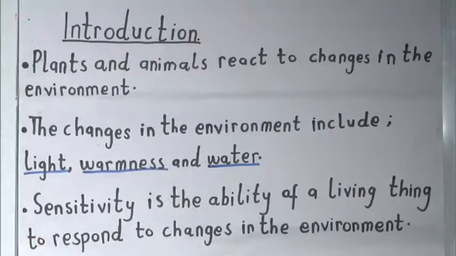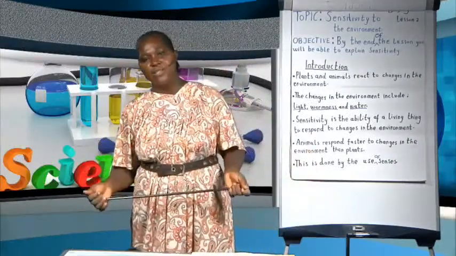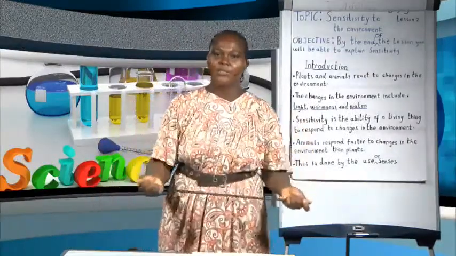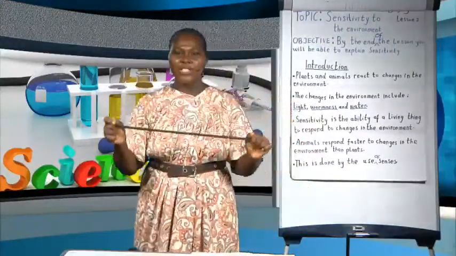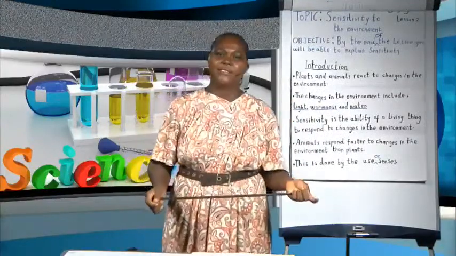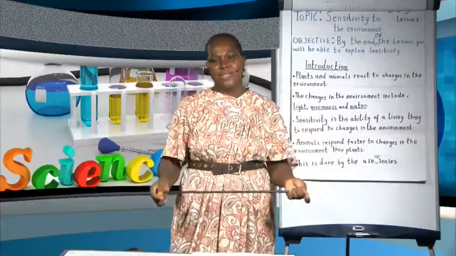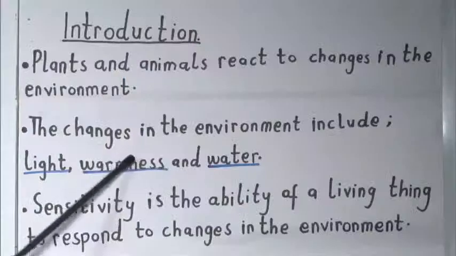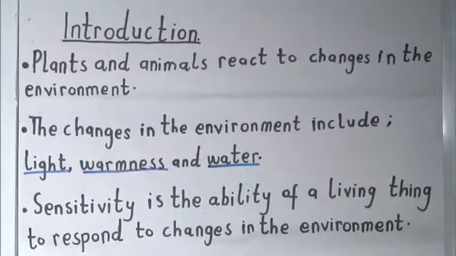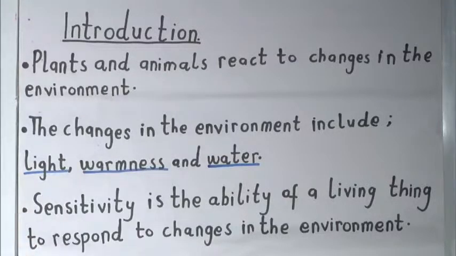So warmness and water. When it rains, you run quickly to a safe place. When it is raining and a goat is out in it, the goat feels it, so it will move to a safer place. So light, warmness, and water are the factors that help us to do what? Respond to stimuli.